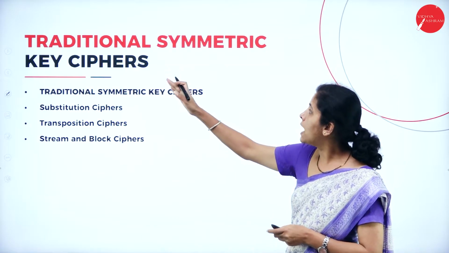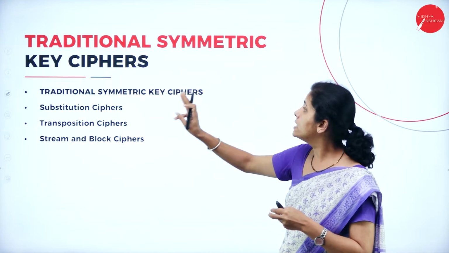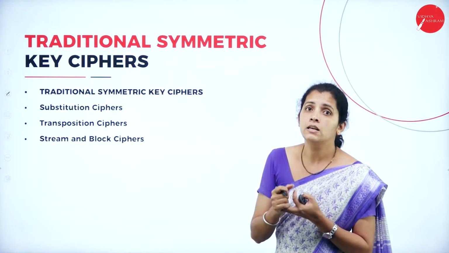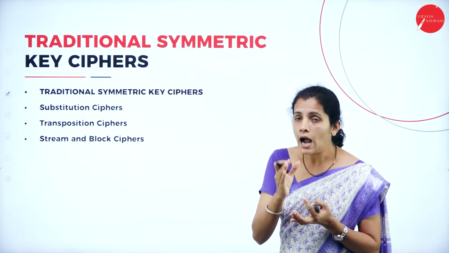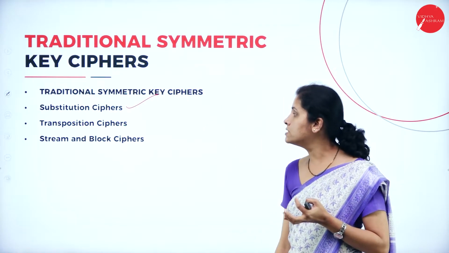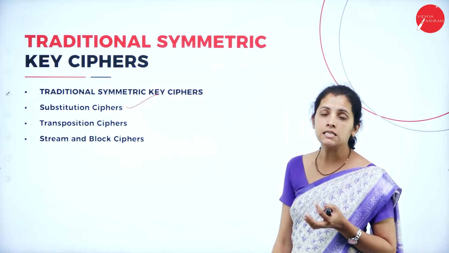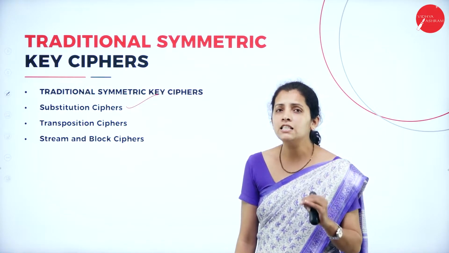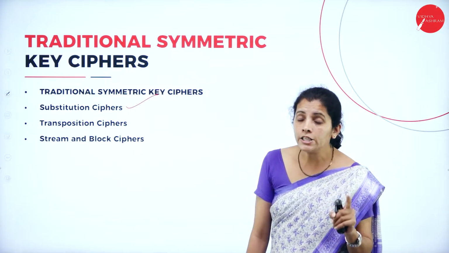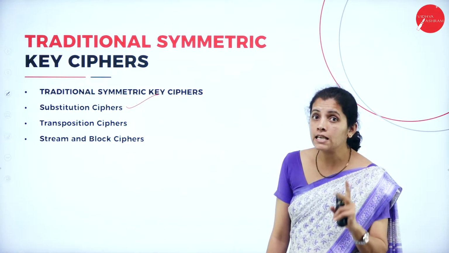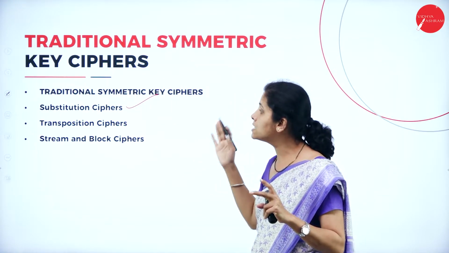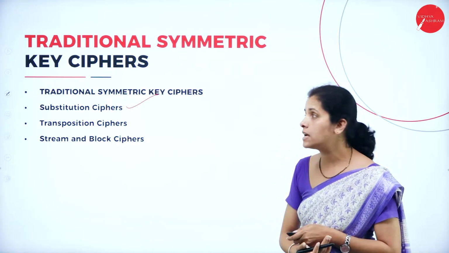Now I'm going to cover traditional symmetric key ciphers. So what is traditional symmetric key? That is the old kind of crypto system. Under this we have substitution cipher, transposition cipher, as well as block and stream cipher. That means any traditional symmetric cipher system is classified into three types: substitution, transposition, as well as stream and block cipher.